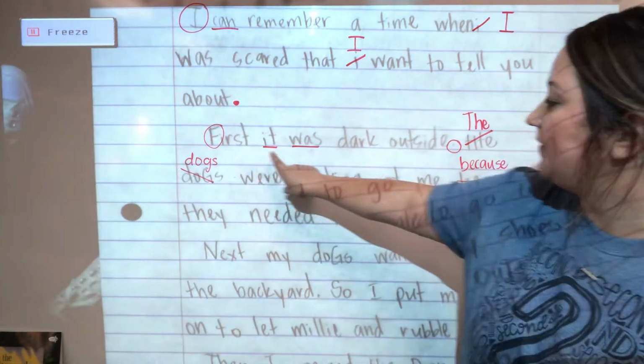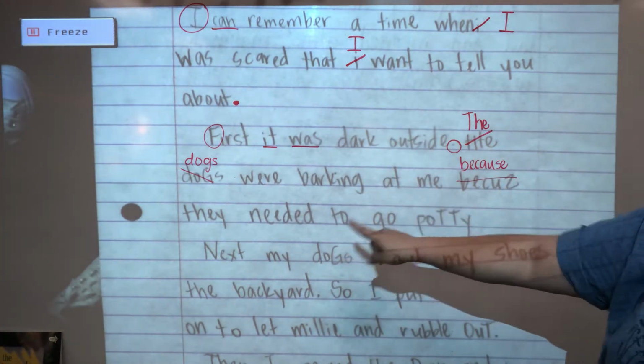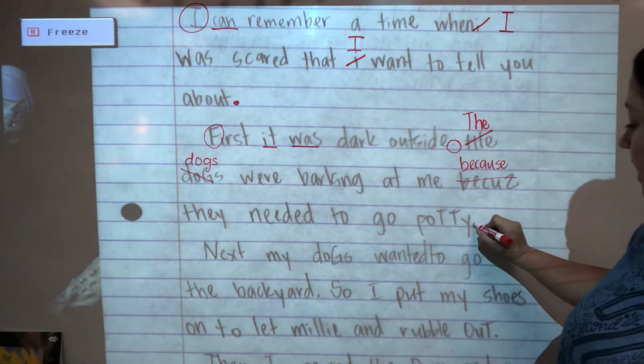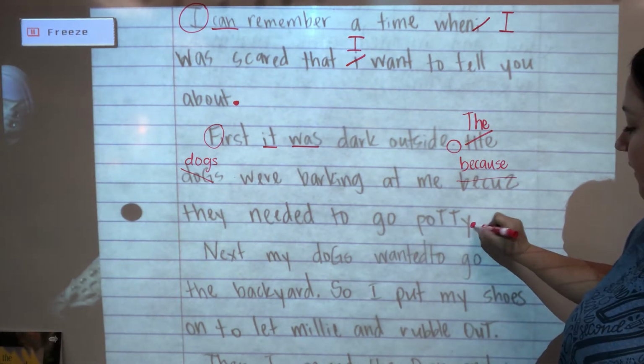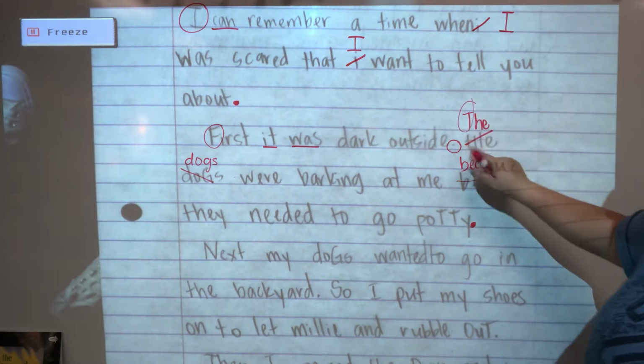Let's look again. First, it was dark outside. The dogs were barking at me because they needed to go potty. Oh, that's the end of my sentence. What do I need? I need a period at the end of my sentence. And let's make sure the beginning is capitalized. Well, I just fixed the beginning of my sentence.